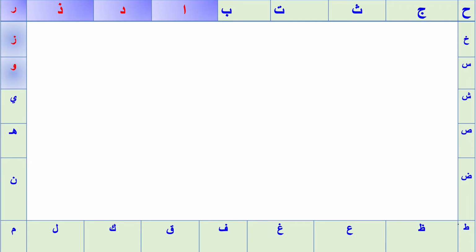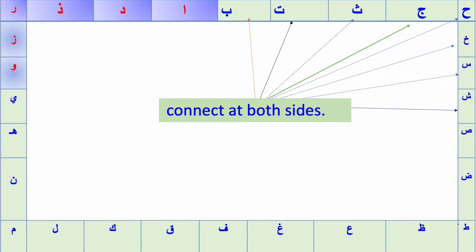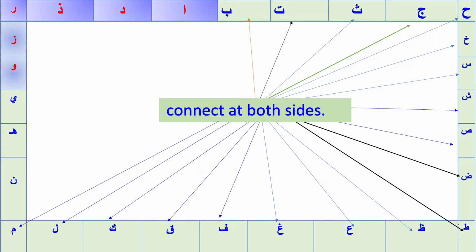As you can see in this slide, we have divided the letters into two groups. Those that can connect from both sides with a preceding and a following letter, and those that can only connect to the right hand side. So this is the first group: ba, ta, tha, jim, ha, kha, sin, shin, sad, dad, ta, dha, ain, ghain, fa, qaf, kaf, lam, mim, noon, ha, ya.